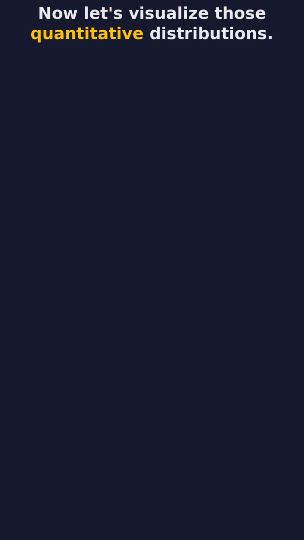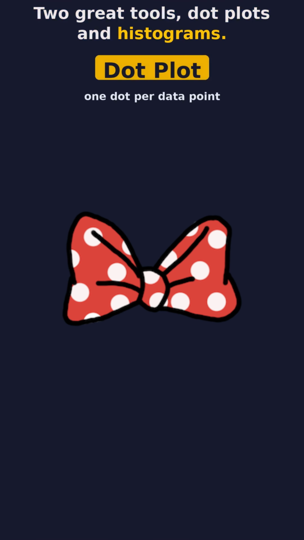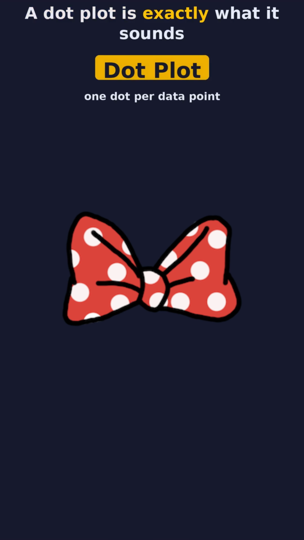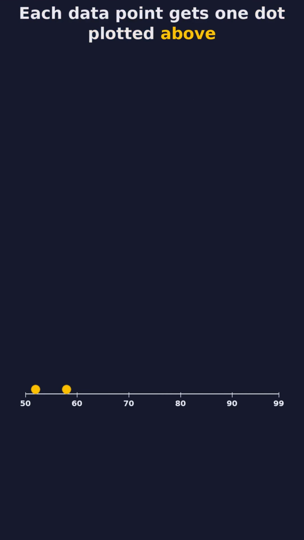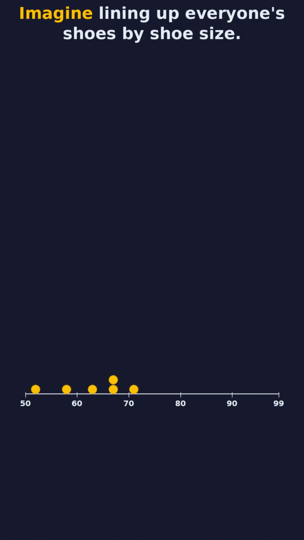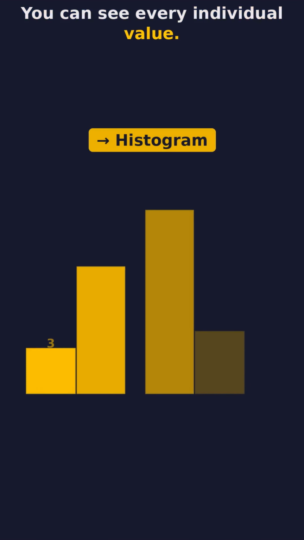Now let's visualize those quantitative distributions. Two great tools: dot plots and histograms. A dot plot is exactly what it sounds like. Each data point gets one dot plotted above a number line. Imagine lining up everyone's shoes by shoe size. Each pair of shoes is a dot. You can see every individual value.